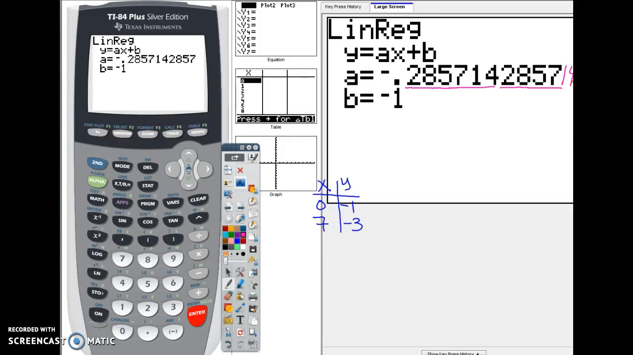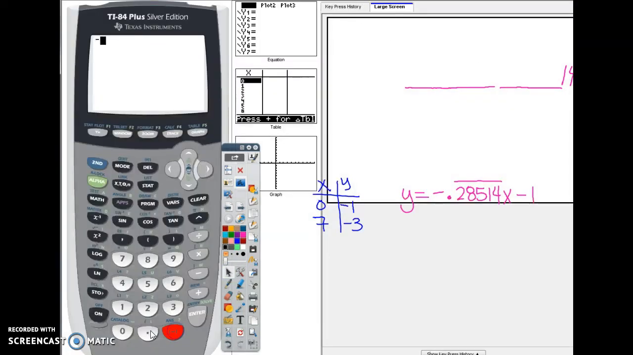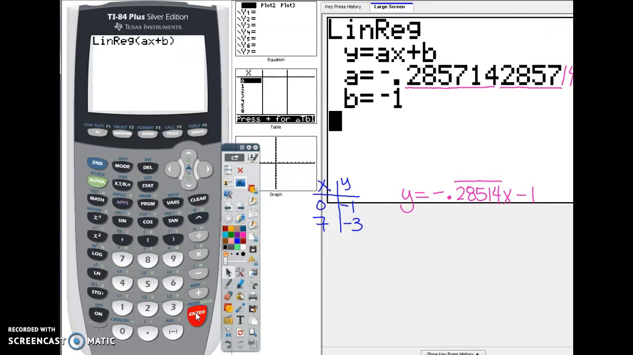So I'm going to write it down. I'm going to put y equals, everybody's writing, negative 0.28514. Put a line over it. That means it repeats x minus 1. And we're going to change that decimal to a fraction. So I'm going to type. Everybody's typing. Negative 0.28514. Wait, was there a 7? Clear. Stat, calc, 4, enter.